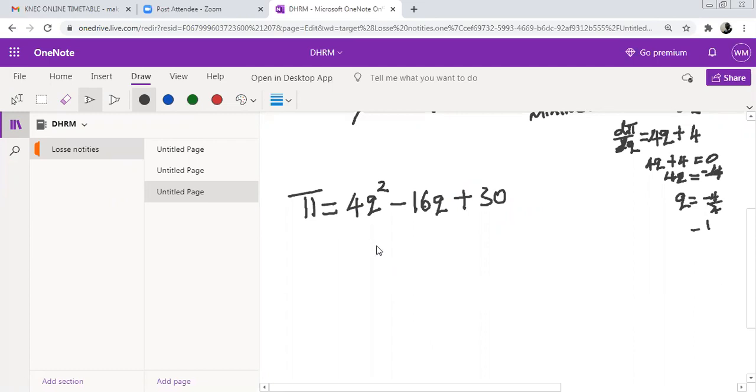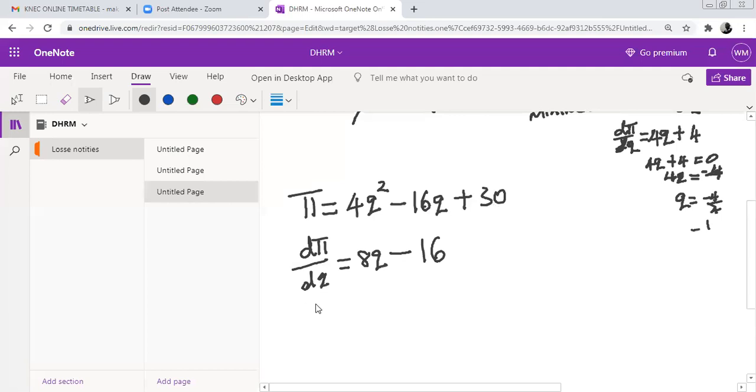Now the question is telling you, determine the number of units the organization should produce so that the profit is maximum. One thing you need to remember, at the maximum profit point, d pi over dq is always equal to 0, because we know the gradient at that point is 0. So you need to come here and do d pi over dq, which will give you 2 times 4, 8q, minus 16, and this one will disappear. So that is our d pi over dq.